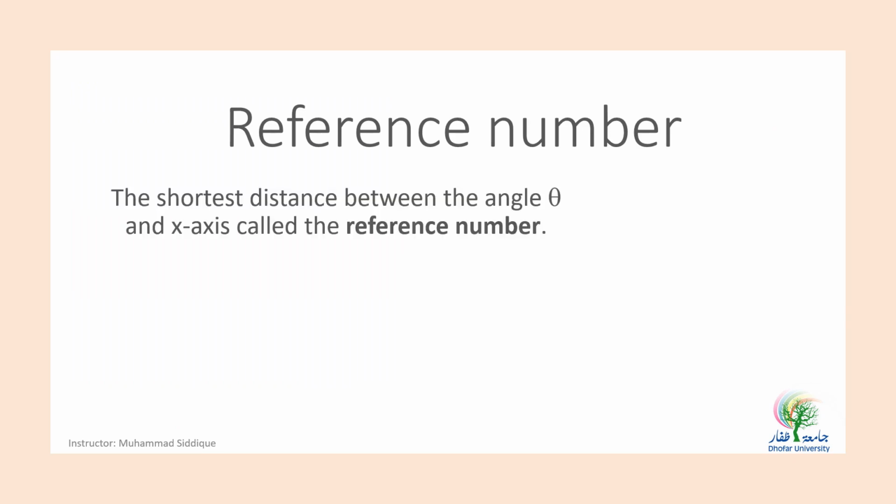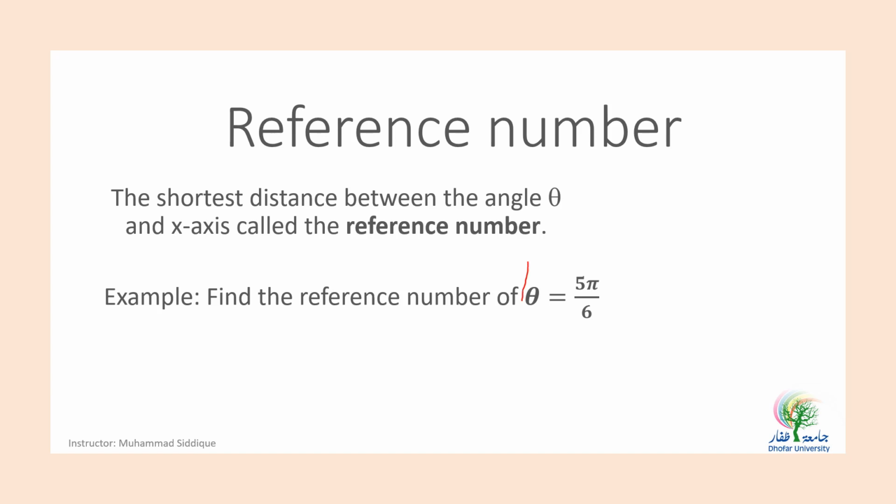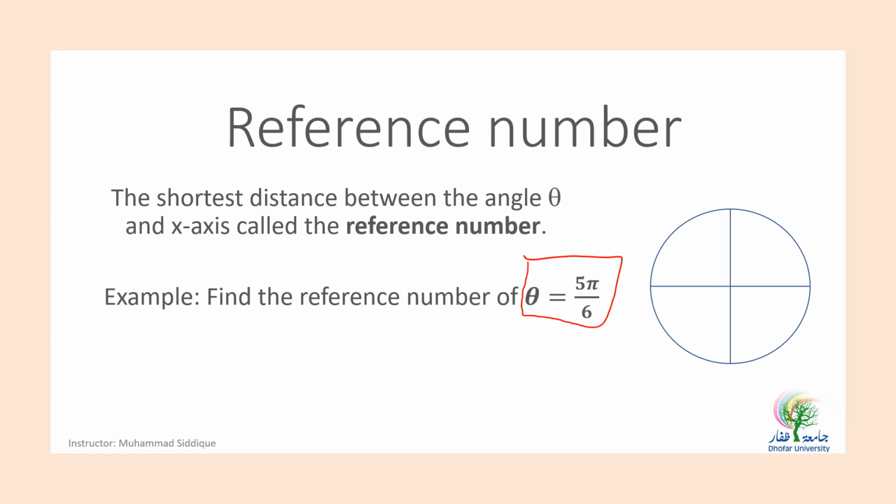Reference number. The shortest distance between the angle theta and the x-axis is called the reference number. Example: find the reference number of the angle 5 pi by 6. So we have a unit circle. First we should find where this angle is, so we have to find the quadrant. So 5 by 6 will come 0.8.